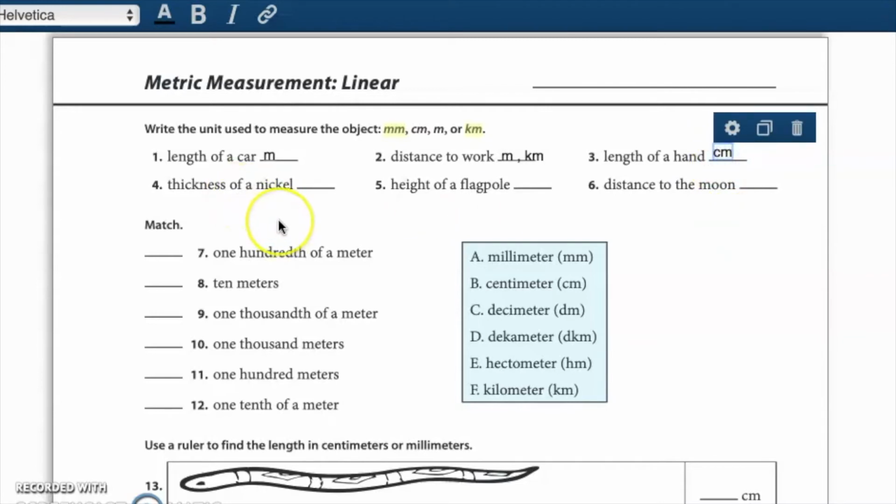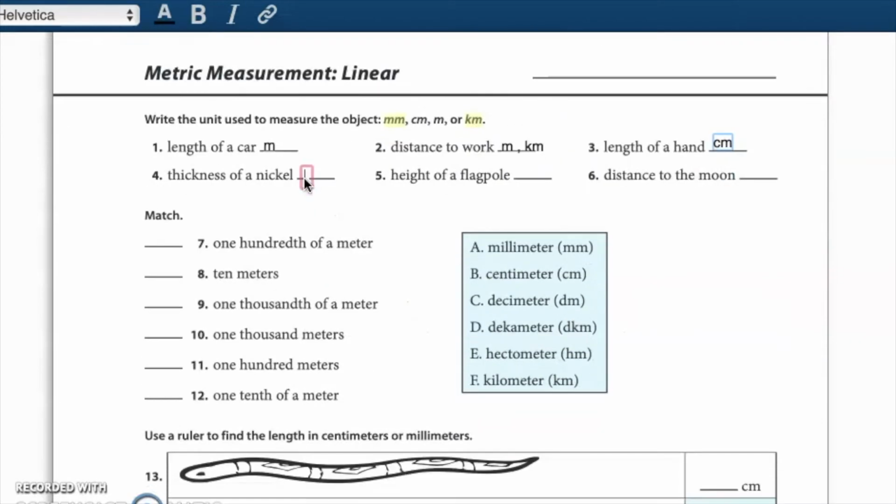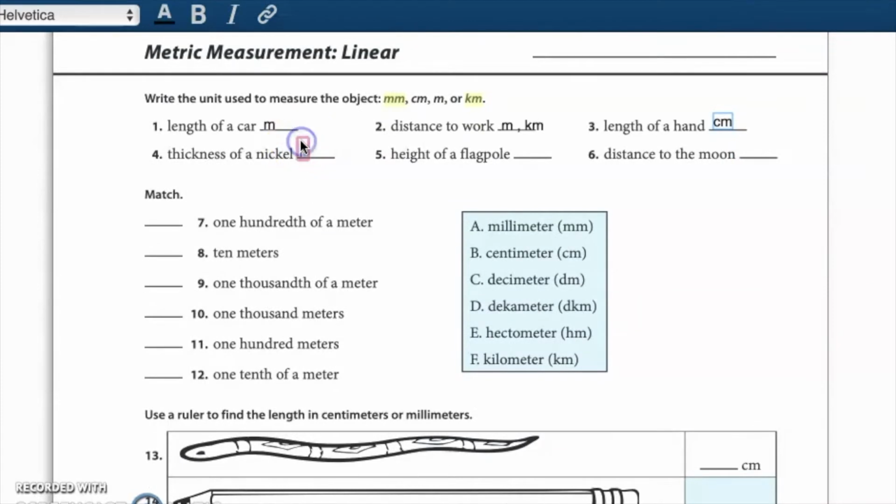Okay, then let's look at the thickness of a nickel. So you have to be careful because it's not asking the length of a nickel, it's asking the thickness. So when we're measuring that, we need to put the coin on its side and look at the side of the coin. And it's going to be very narrow. So I'll be using millimeter.